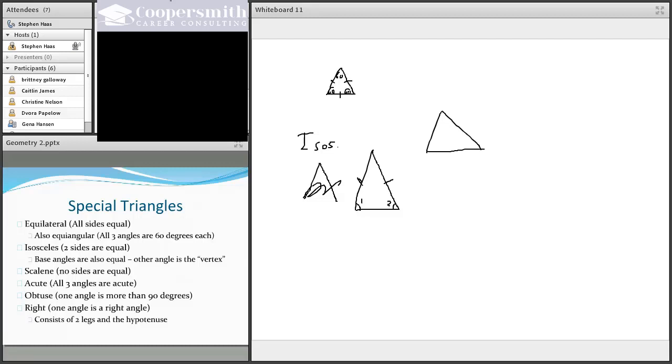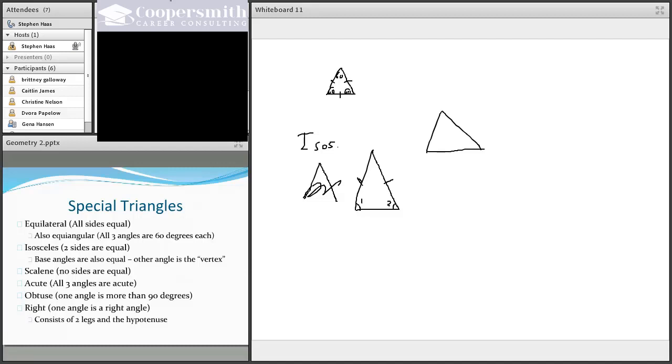An acute triangle is any triangle where all three angles are less than 90 degrees. Remember, an acute angle is less than 90 degrees. Now, some of these could be both. For example, an equilateral triangle, by definition, has to be an acute triangle. Why does an equilateral triangle have to be acute? Well, equilateral triangles have to be 60, 60, and 60. Exactly. All of those are acute.